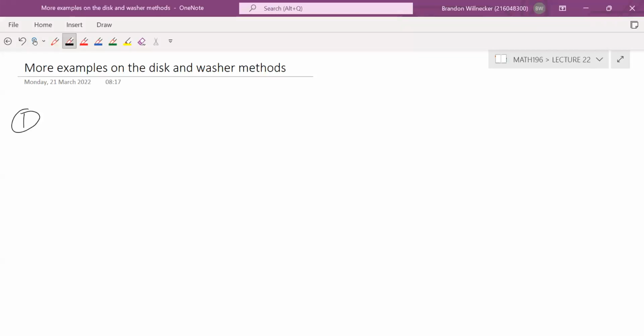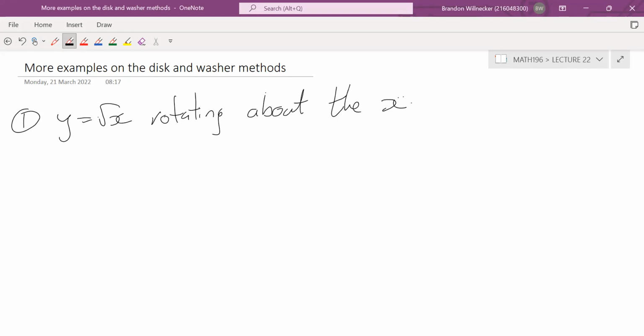Okay, so we've got the following curve, y equals root x, and we are rotating about the x-axis from x equals 0 to x equals 1. Okay, so if we rotate this curve around the x-axis from 0 to 1, then we're going to get some solid shape, and we need to find the volume. Okay, so find the volume of the shape produced.